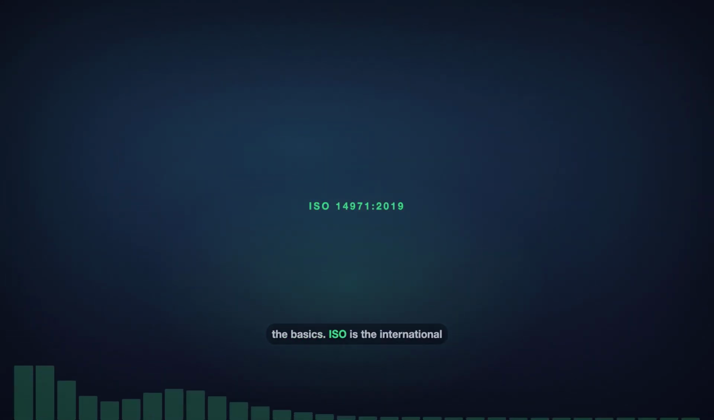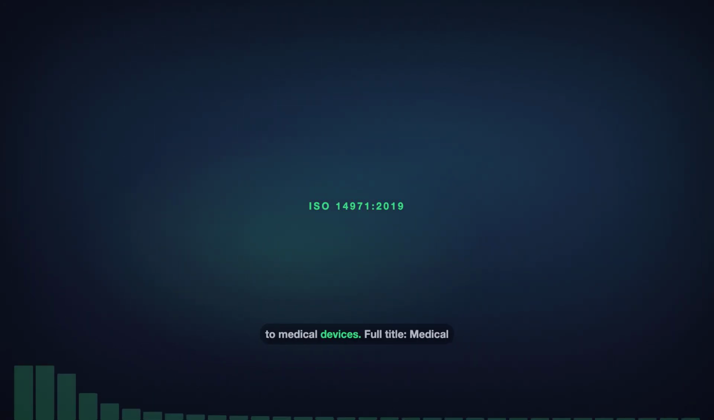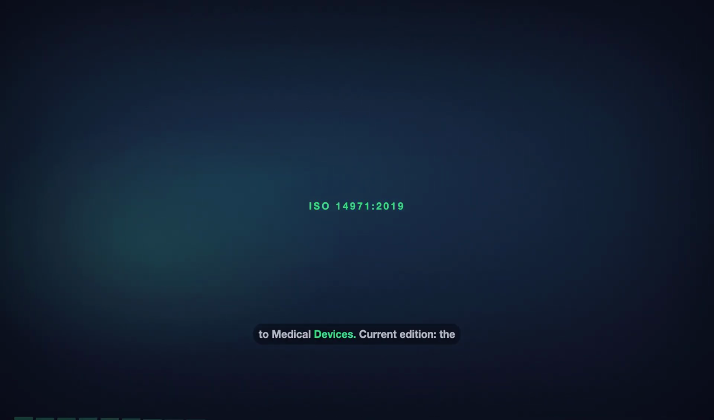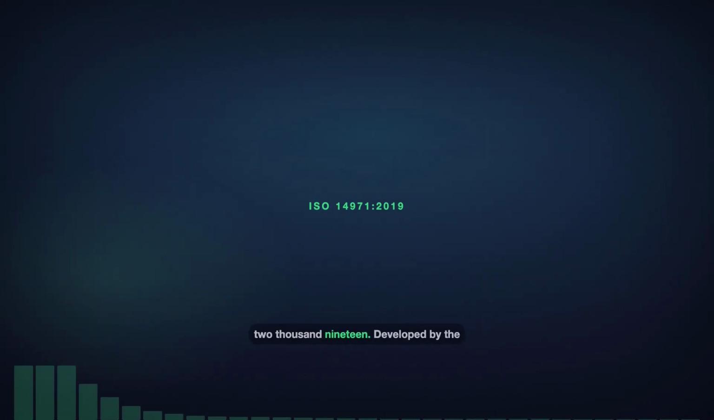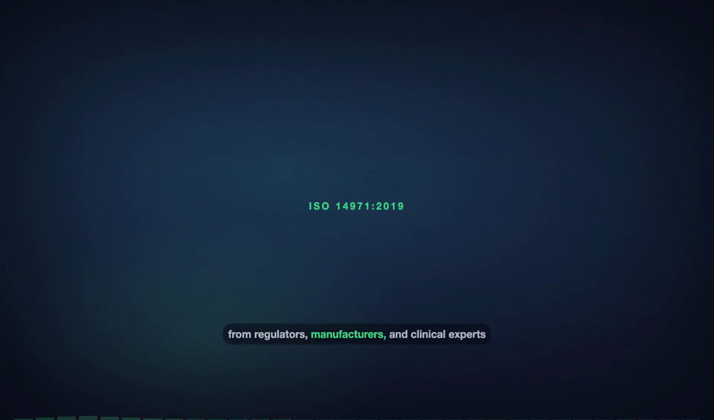ISO 14971 is the international standard for applying risk management to medical devices. The full title is Medical Devices: Application of Risk Management to Medical Devices. The current edition is the third, published in 2019, developed by the International Organization for Standardization with input from regulators, manufacturers, and clinical experts worldwide.